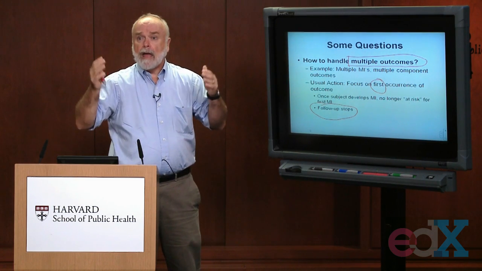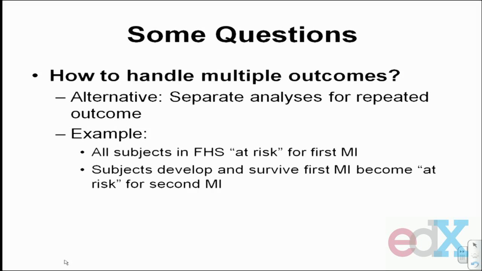We don't care what happens to people after their first event. But sometimes clinicians might be interested in what influences having a second myocardial infarction. So an alternative is we might separate our data set and do separate analyses to answer different questions. For example, we might ask, what's the risk of developing a first myocardial infarction? In which case, once you develop that first myocardial infarction, your follow-up ends.